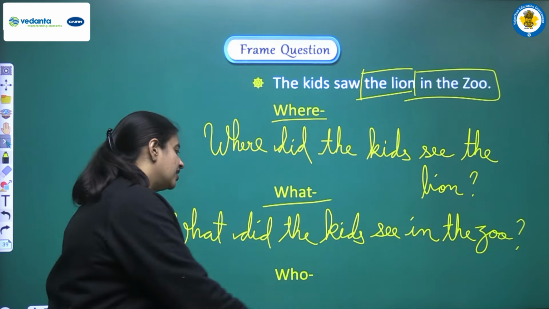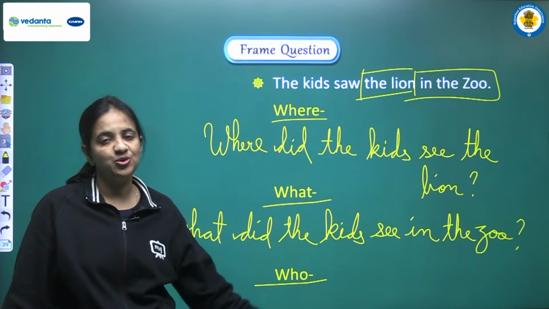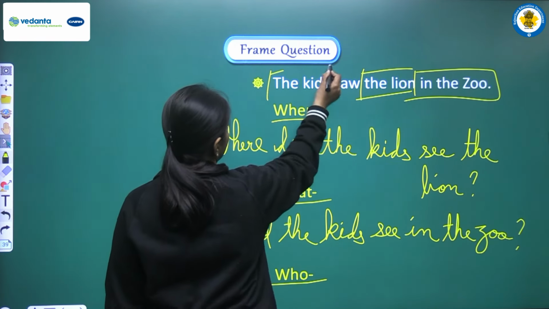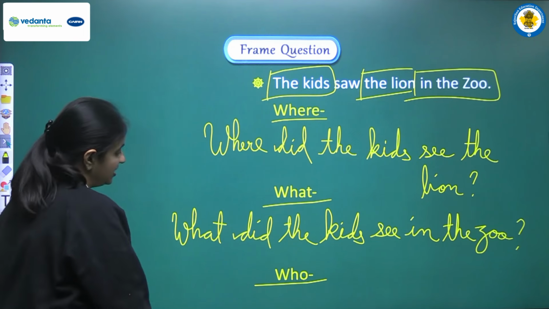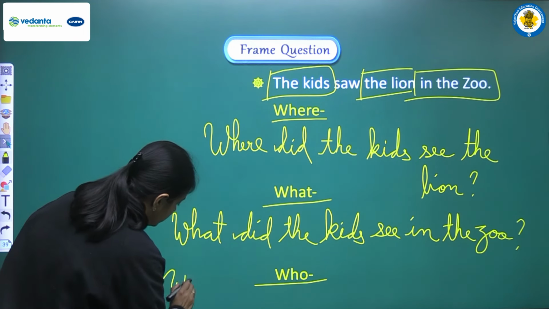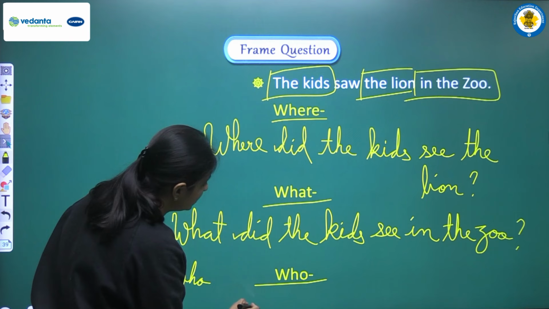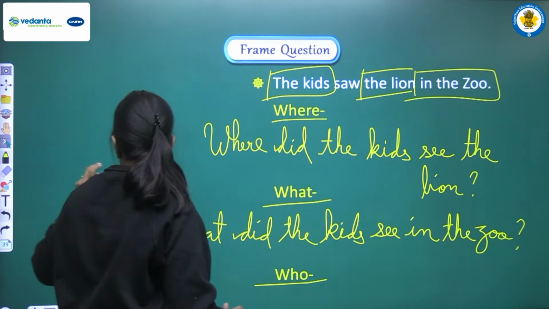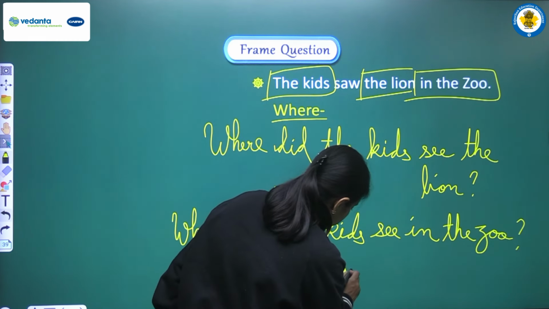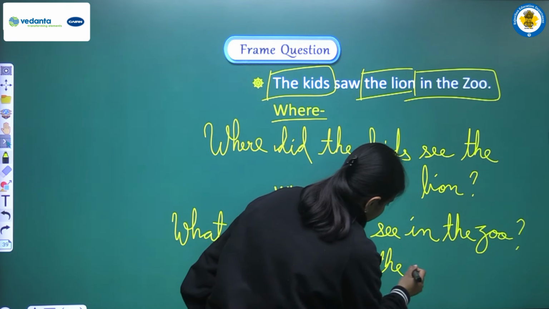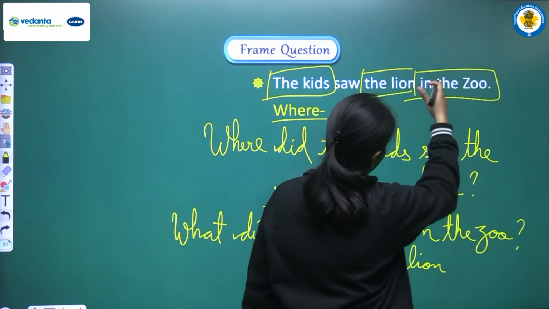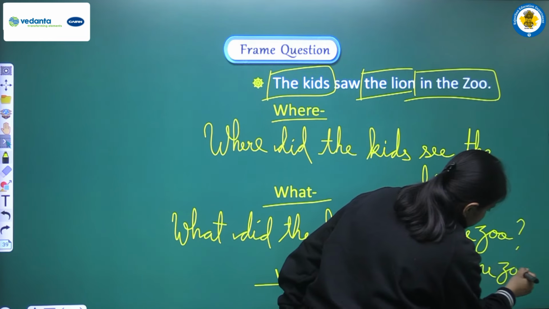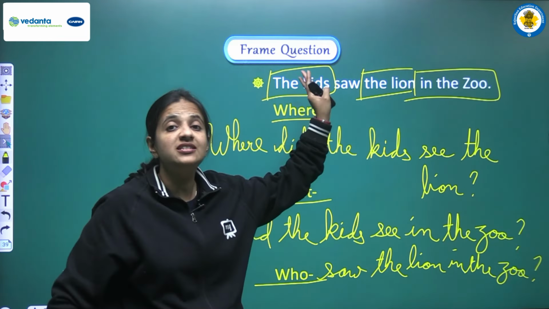So now next our question word is who. So this time we have to make a question using who. So who? What is the answer of who? The answer of who is the kids. Okay. So let's see how can we make a sentence using who. So I am writing here, who saw the lion, and we have to write in the zoo also. Who saw the lion in the zoo, and what is the answer? Who saw? The kids saw.